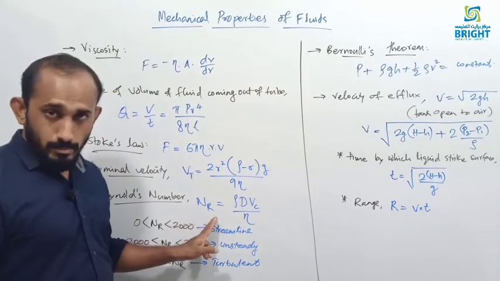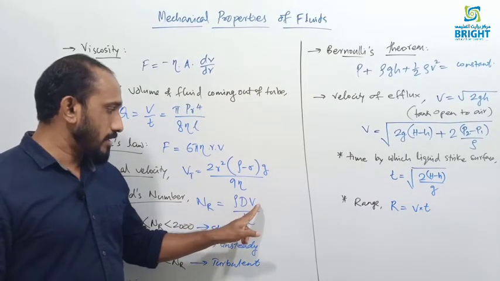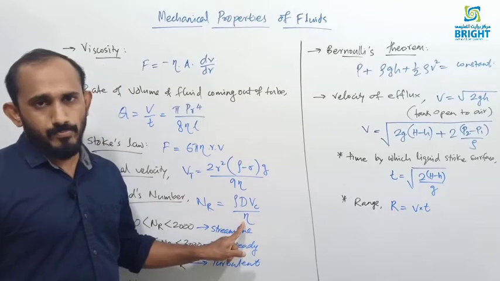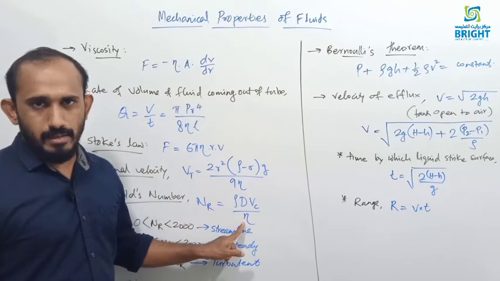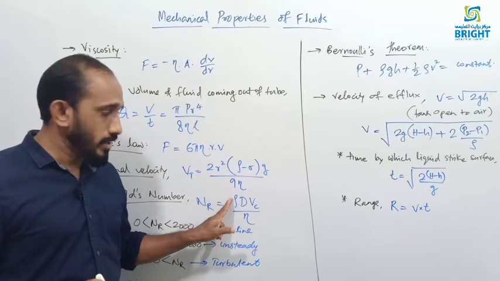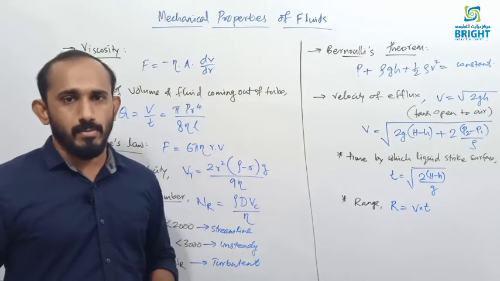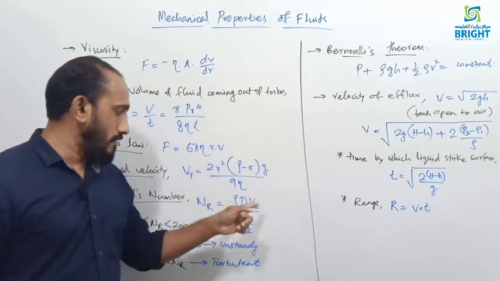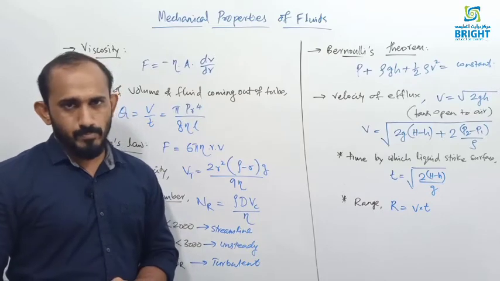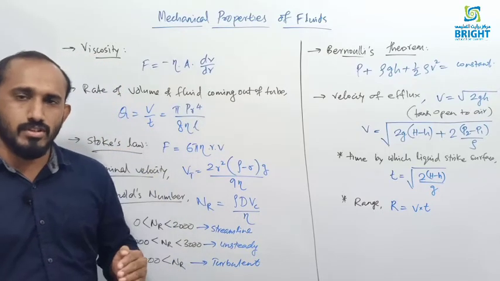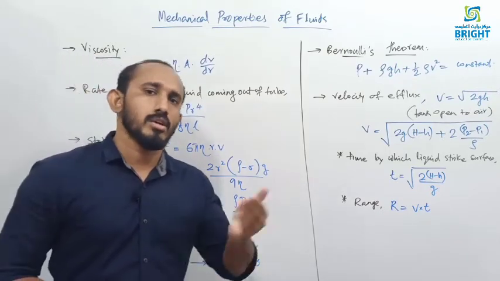This NR is given by rho d Vc by eta. This eta is the coefficient of viscosity again, and rho is the density of the fluid, d is the diameter of the pipe or the container through which it is flowing, and Vc is the critical velocity. Critical velocity is the velocity at which streamline flow changes to turbulent flow.